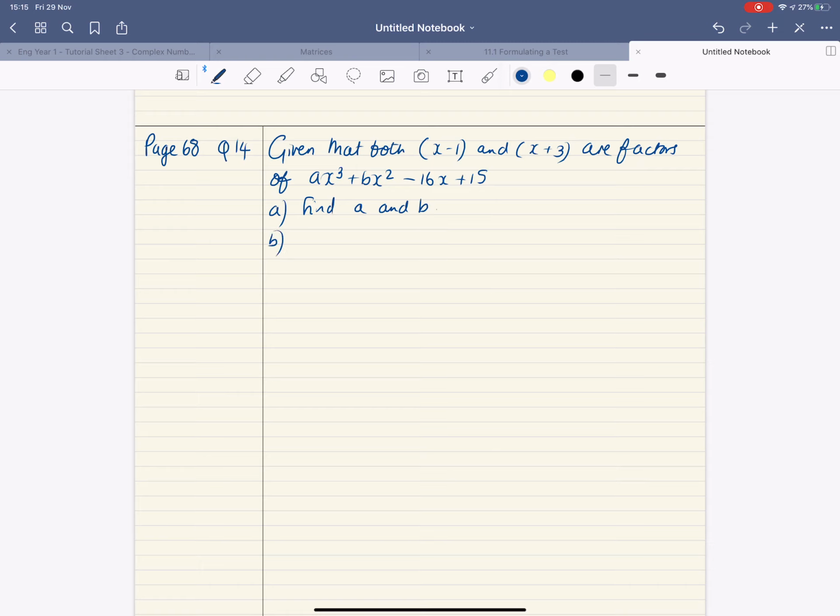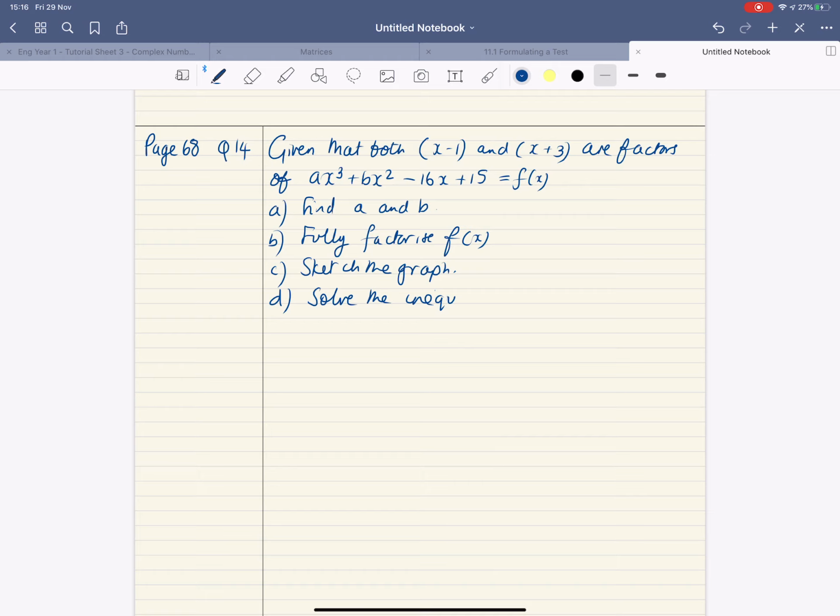The second thing we need to do is fully factorise. I'm just going to call that f of x, because then fully factorise f of x. So instead of writing it out again, I can just put that, and it's useful in a bit. C, sketch the graph of f of x. The question's written it all out, but I haven't. And D is solve the inequality.